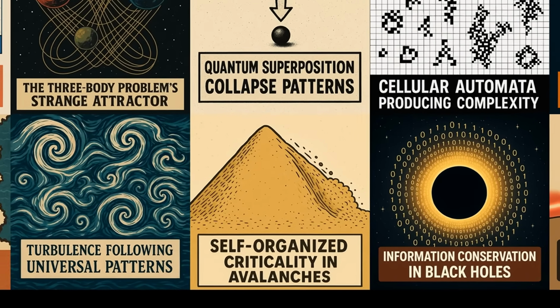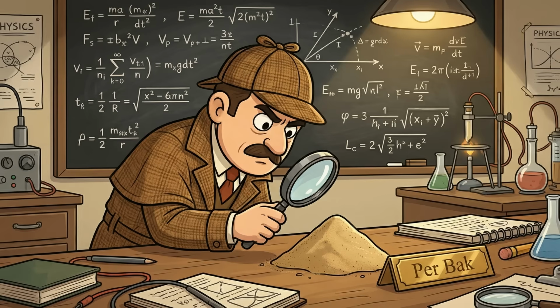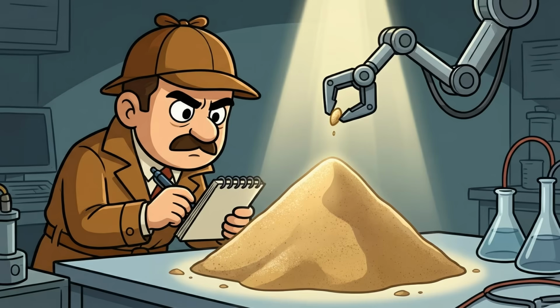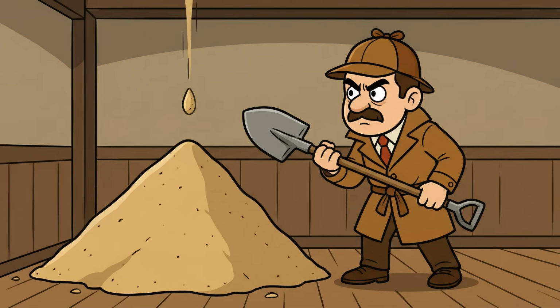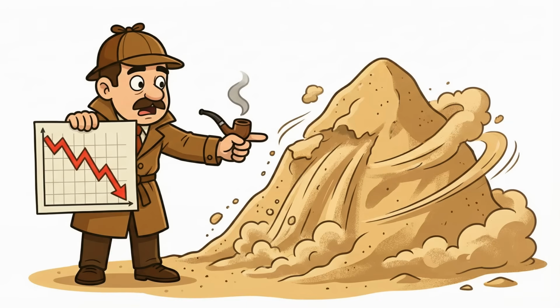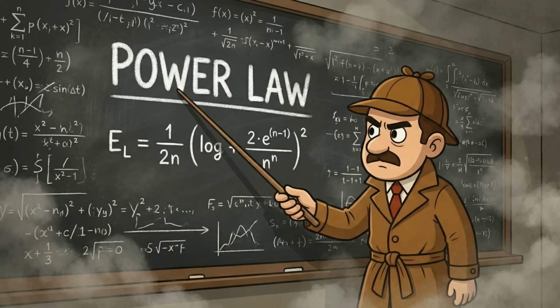Self-organized criticality in avalanches. In 1987, physicist Per Bak discovered a phenomenon called self-organized criticality, while studying sand pile models. He found that if you gradually add sand grains to a pile, the pile naturally evolves toward a critical state, where avalanches of all sizes occur according to a precise mathematical pattern called a power law.